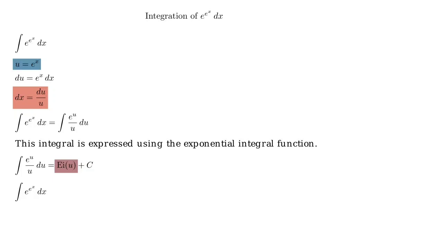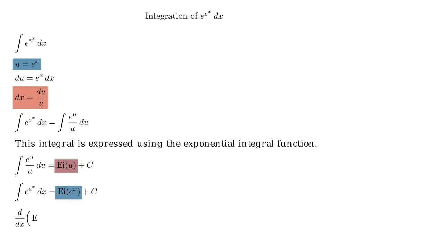Now we just undo the substitution. Since u was e to the x, we replace u with e to the x. And don't forget the constant, because any constant disappears when you differentiate. We substitute back. u becomes e to the x.